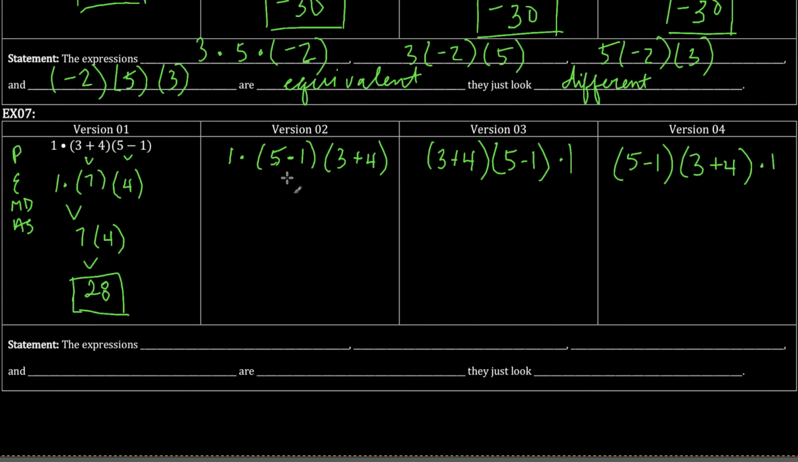Okay, so parentheses, inside parentheses first. So 5 minus 1 is 4. And 3 plus 4 is 7. Don't forget that, times 1. 1 times 4 is 4. 4 times 7 is 28.